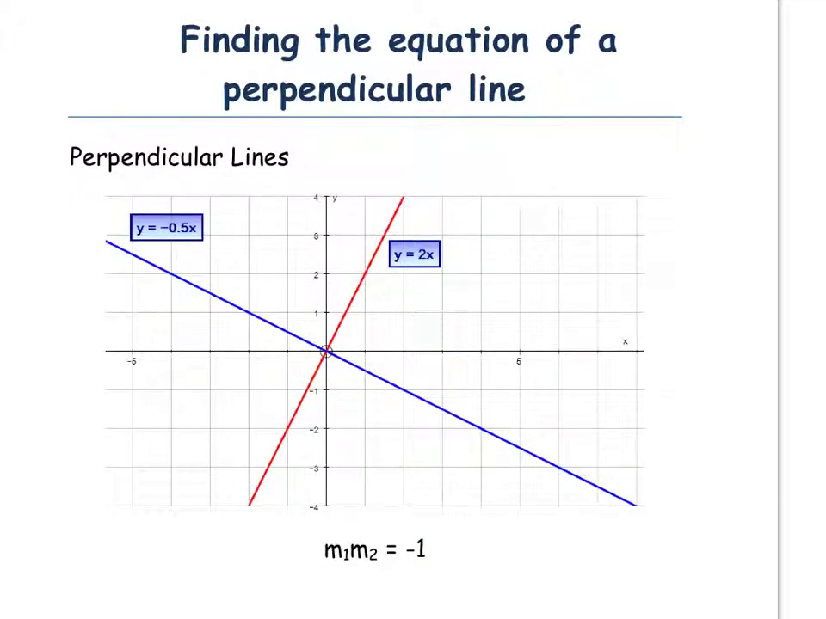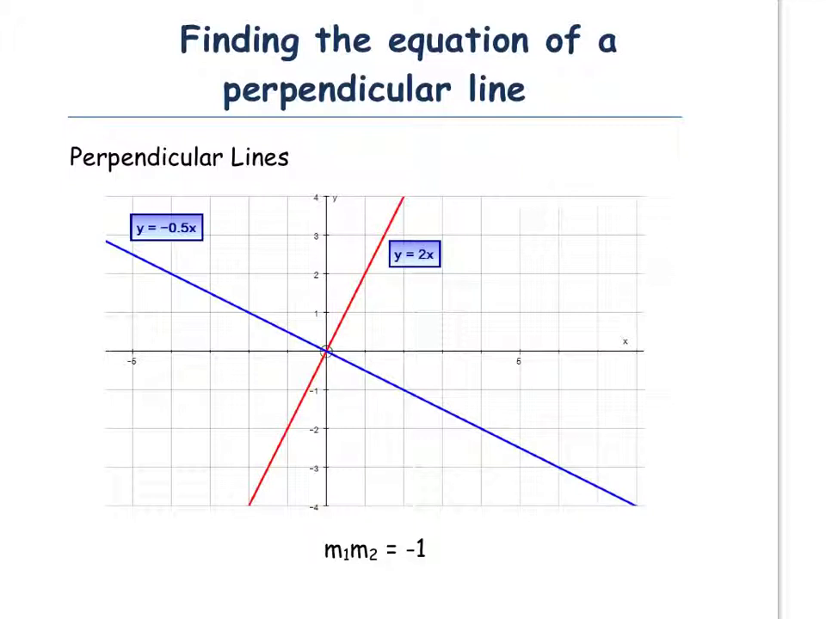Finding the equation of a perpendicular line. Now, for those who are a bit unsure what perpendicular means, it means at right angles to each other. These two lines shown here, the one in red, which is y equals 2x, and y equals minus 0.5x, which is the one in blue, are perpendicular to each other.